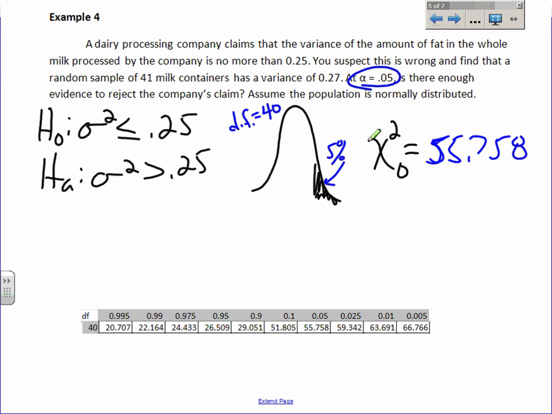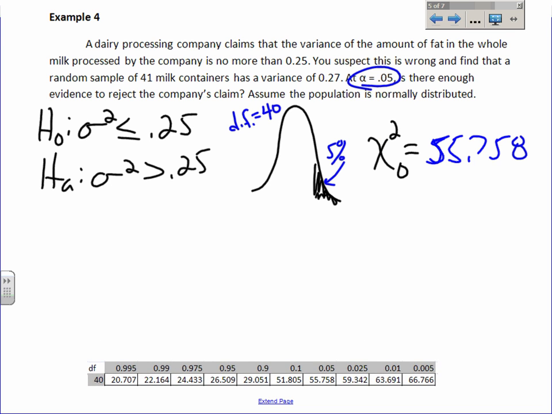Well, now we have to find our test statistic, so let's go find it. It's n minus 1, which you should always have right away. You should just know that number, because you had to use it to find the critical value. So it's 40, or your degrees of freedom.